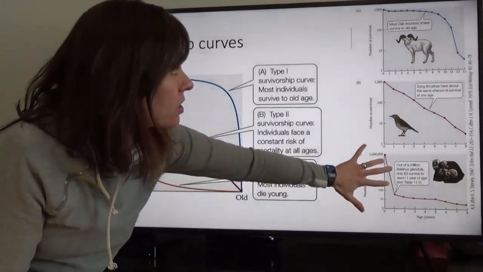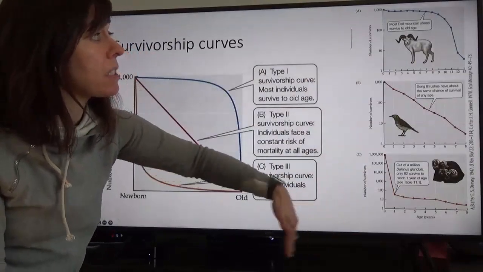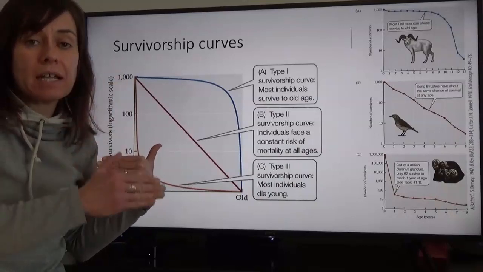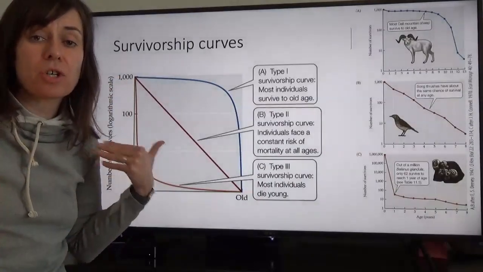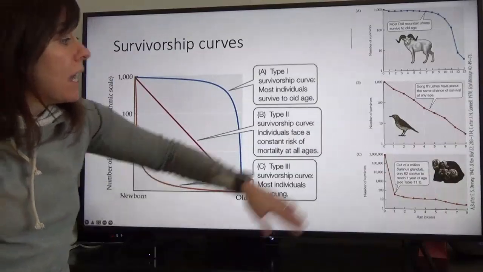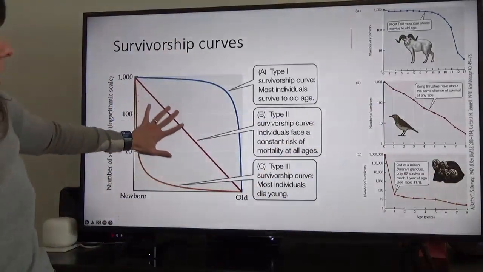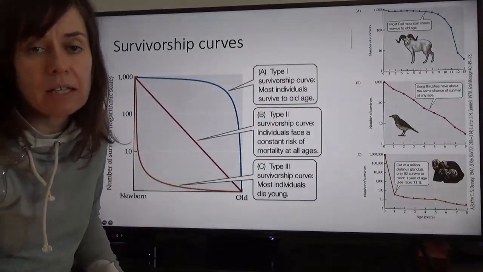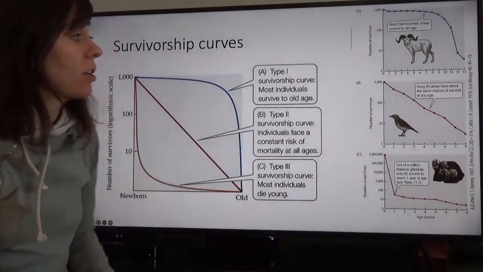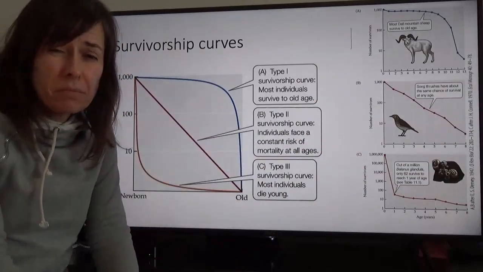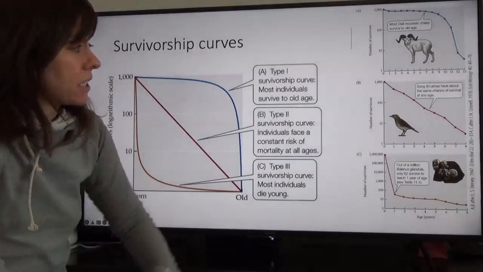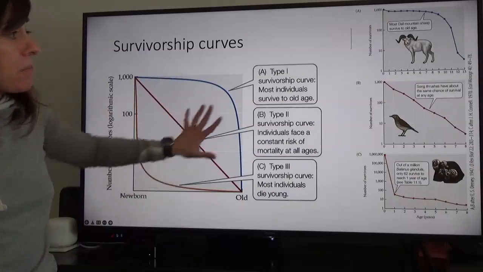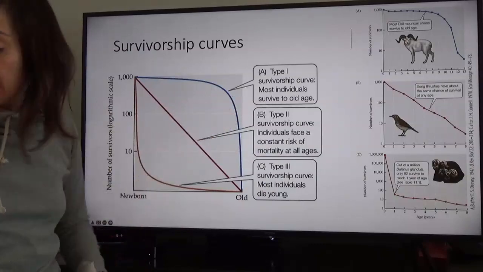And so again, these are great examples of differences between ages within a population in terms of their survivorship. And then you have some populations, and this is our type 2 survivorship curve, where individuals really just face a constant risk of mortality at all ages. In this case, song thrushes are an example of that. So this is where you're equally likely to die when you're young as when you're older. And there can be everything in between these different types of curves, right?